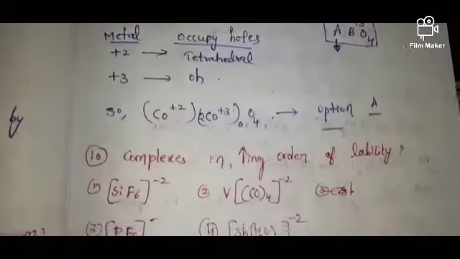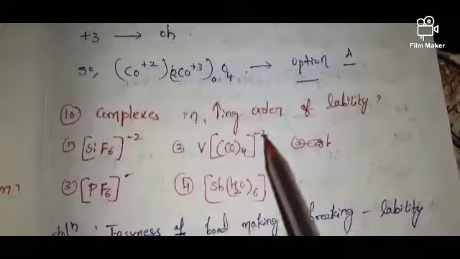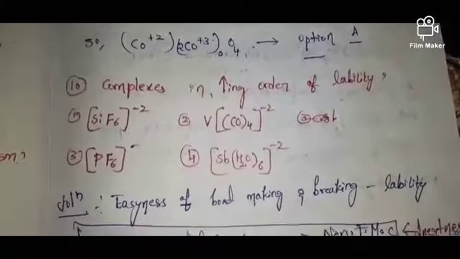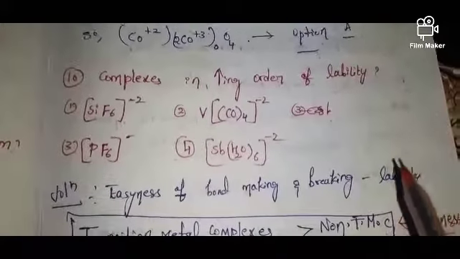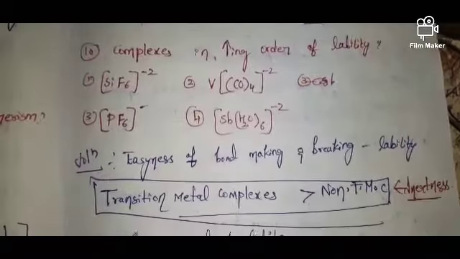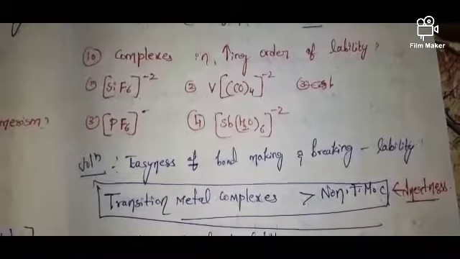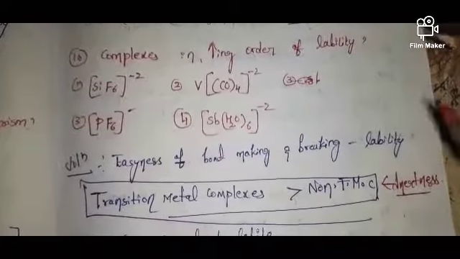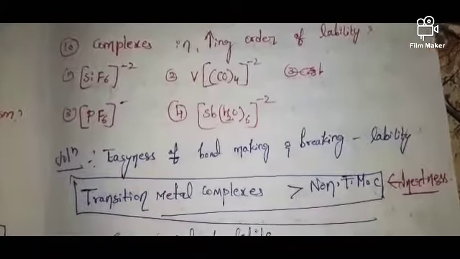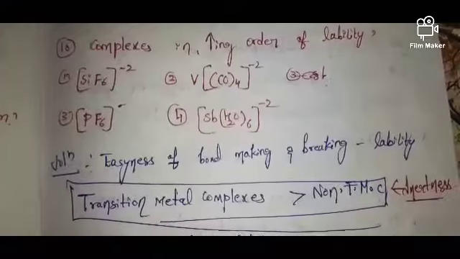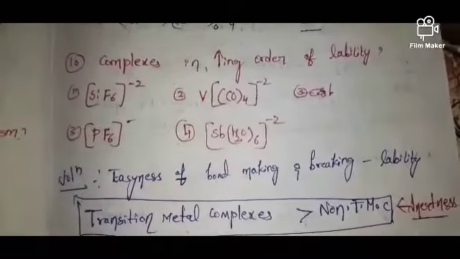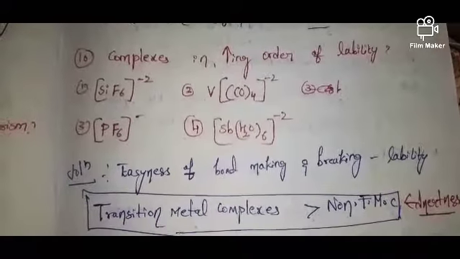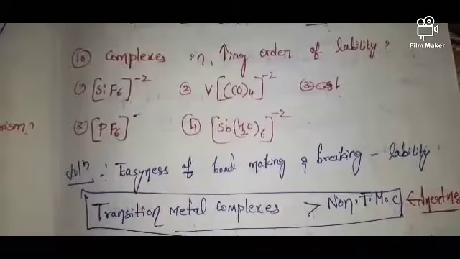Okay. Next, complexes in increasing order of lability. Here they have asked about the increasing order of lability. Lability means just the easiness of bond making and bond breaking. We can say that ease of reactivity can also be called lability.